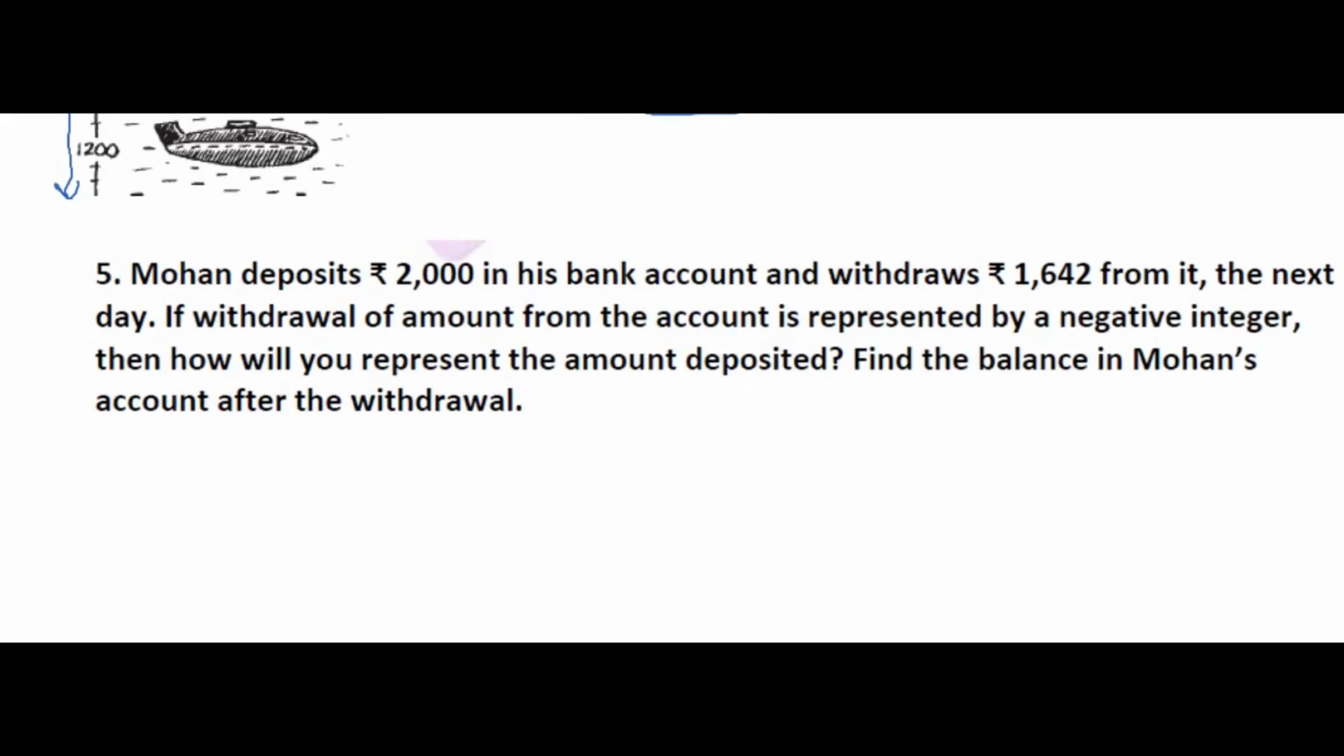Mohan deposits 2,000 rupees in his bank account and withdraws 1,642 from it the next day. If withdrawal of an amount from the account is represented by a negative integer, then how will you represent the amount deposited? Find the balance in Mohan's account after the withdrawal. So actually Mohan deposited 2,000 rupees, and out of this amount he removed 1,642 rupees the very next day. Now we have to find out how much money is left in his bank.